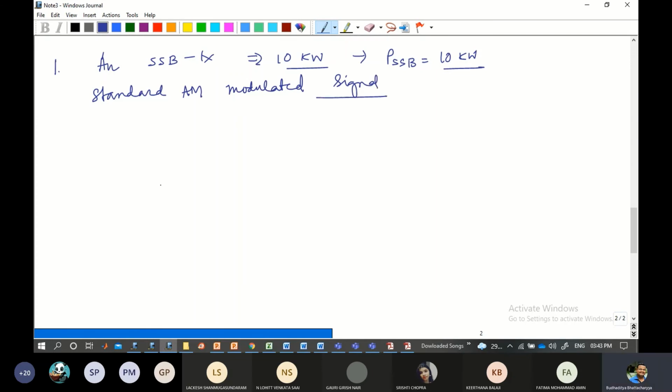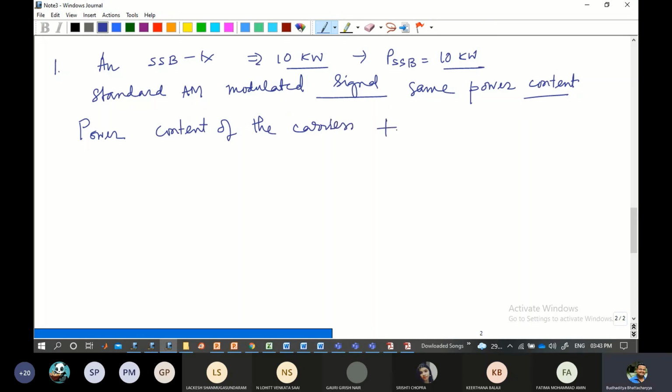All right. So an SSB signal is to be replaced by a standard AM modulated signal, with the condition that it has the same power content. So the question is: with the same power content, an SSB signal is to be replaced by a standard AM signal. Then find out the power content of the carrier.